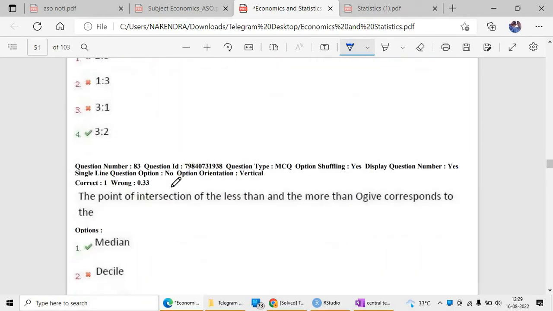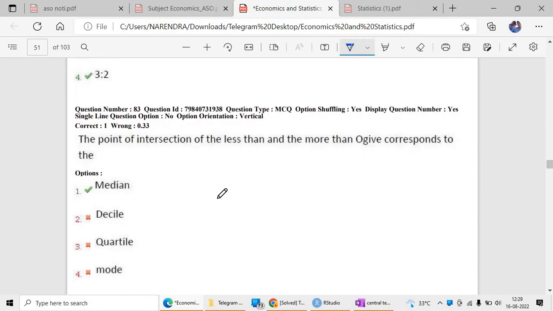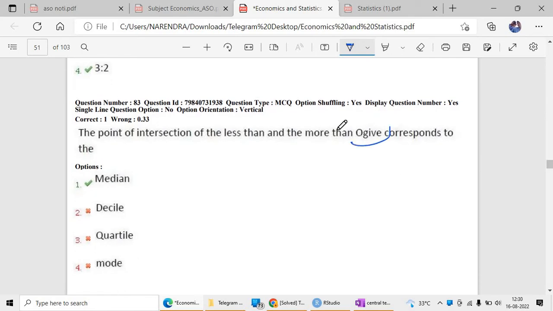Next we have the point of intersection of the less than and more than ogive curves. Remember, ogive curves are possible for the median only. Okay, histogram gives the mode.